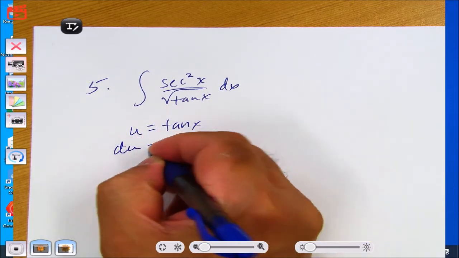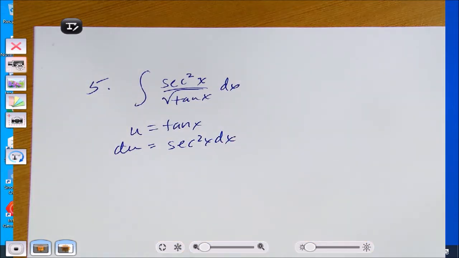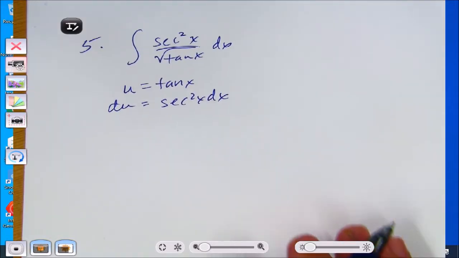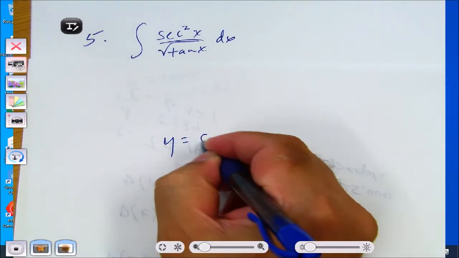That the derivative of tangent x is secant squared x dx. So if you don't know your derivatives, u substitution is going to be horrible. What's the derivative of secant squared x? Good question. The question was, what is the derivative of secant squared x? So we'll just take a side note here and find that derivative.